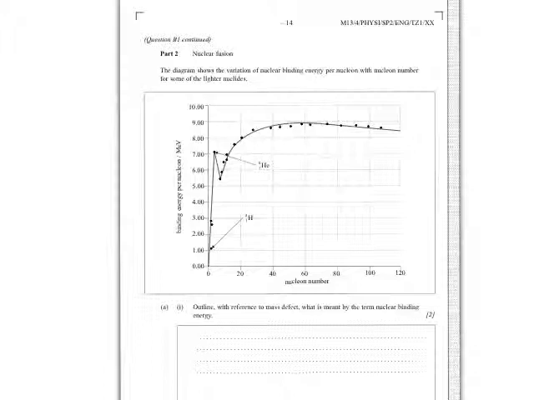Right, so part 2. Here we have our binding energy graph, which you should be familiar with. And the first question, our definitions. Define what is meant by nuclear binding energy.